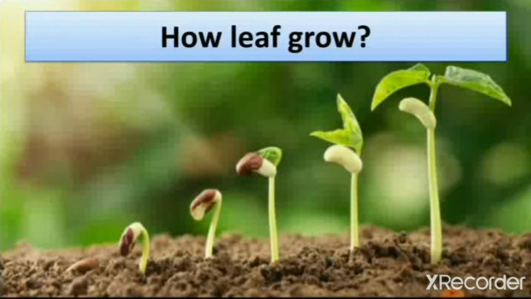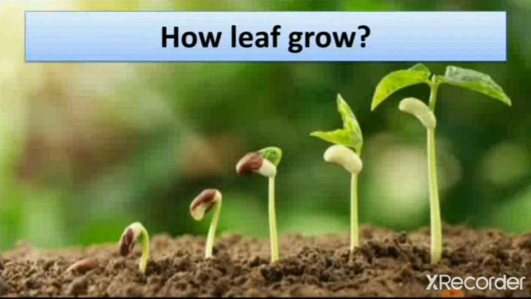You can see here one picture. In this picture you see the growth of plant. In the first plant there is only seed. In the first two plants there is no leaf. The third plant has small leaf, and the fourth plant has two leaves. Like that leaves are growing slowly.